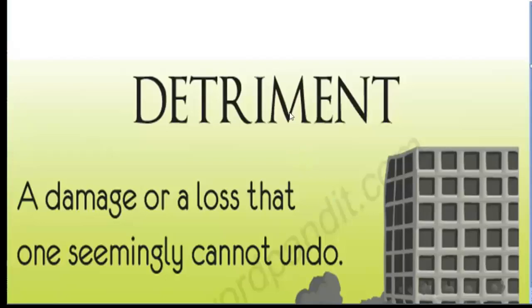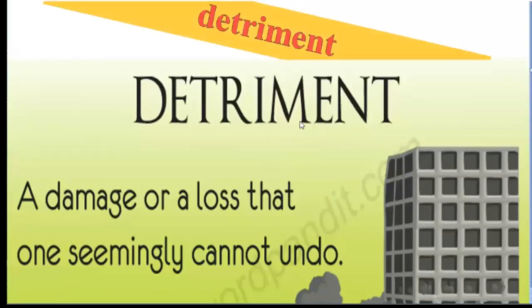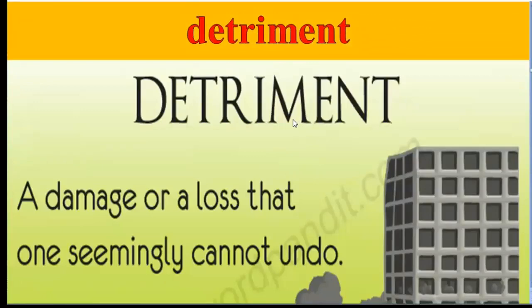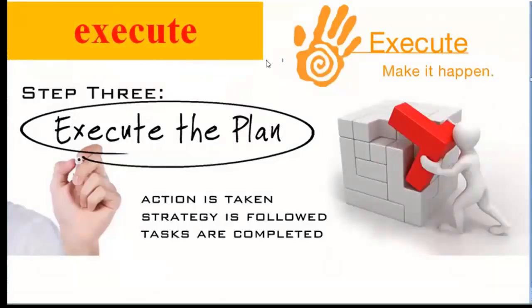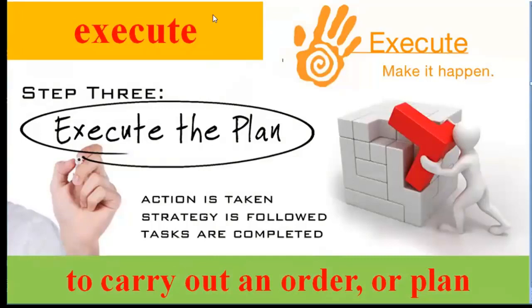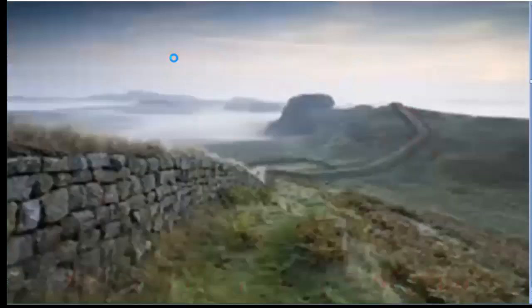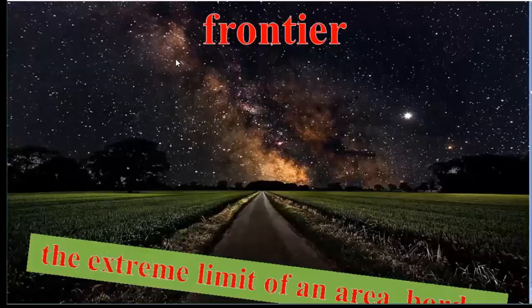And here, dear students, we have the word detriment. As you can see in front of you, detriment. This is, dear students, damage, or a state of being harmed or damaged. Detriment. Execute here, as you can see, dear students, is a verb which means you can carry out something. So, execute means to achieve something, to carry out an order or plan. Execute.